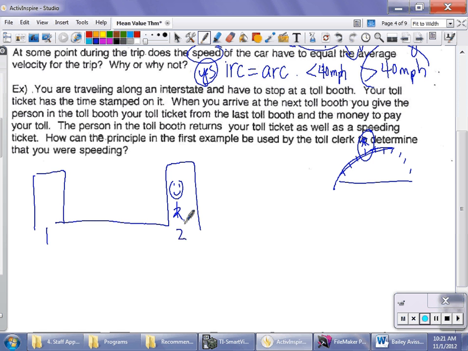How can the principle in the first example be used by the toll clerk to determine that you were speeding? Well, they can easily determine, they know the distance between the two toll booths. All right, so they know the distance, and they can look at the time on your little ticket that they gave you, time.